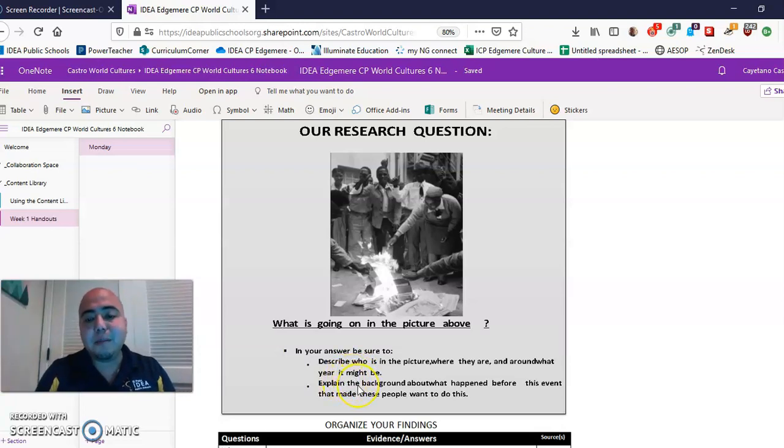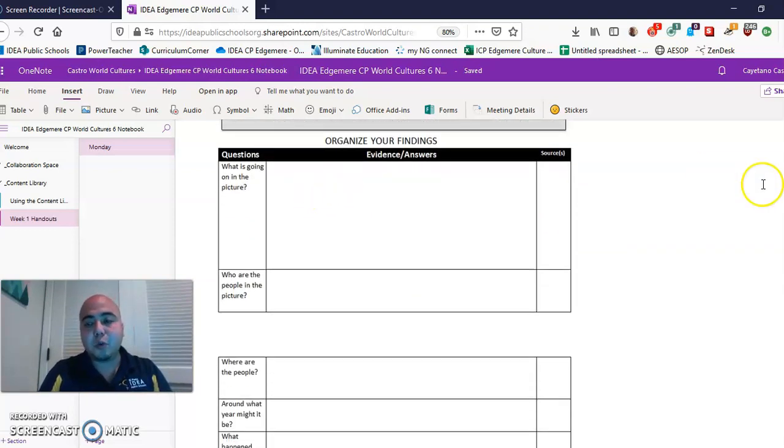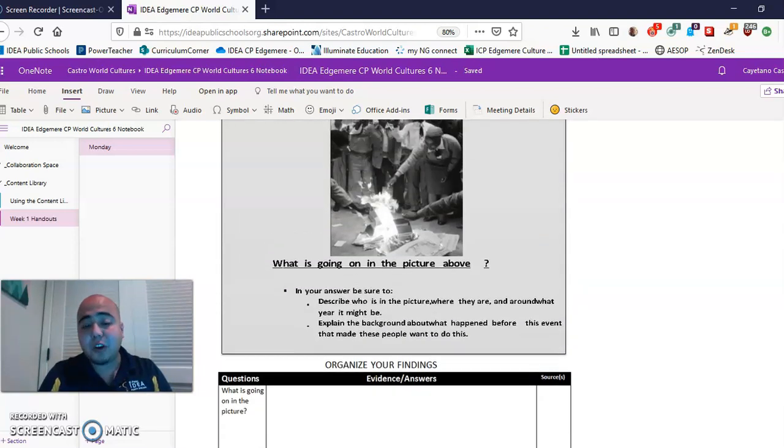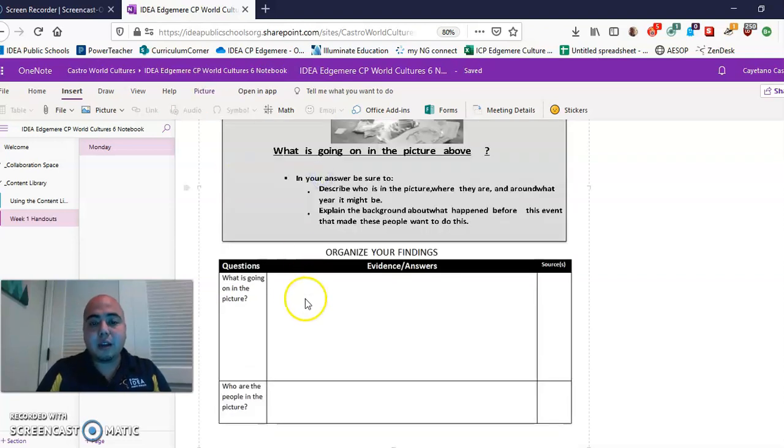You need to explain the background about what happened. Look at this picture right here, and give me some context. Let me know how the people in this picture arrived at that scene, and also find out what they're doing. If you scroll down, you don't have to worry about rewriting those questions. You can simply have the questions right here. So this is what is going on in the picture, and here's what you're going to be doing.